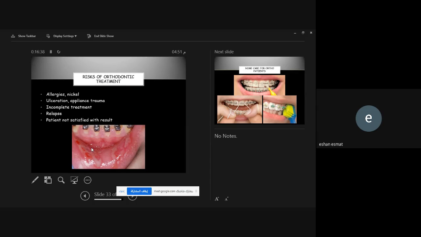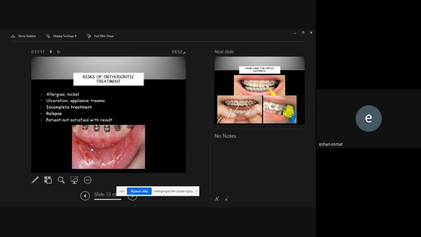Also, among the risks of orthodontic treatment, some patients have allergies to nickel, because the wire contains nickel titanium. It can also lead to ulceration of the tissue or trauma. Also, incomplete treatment: the patient does not come to visits and does not use the elastics you give them, they do not care about the treatment, so you can't finish with them, and you are left with incomplete treatment.